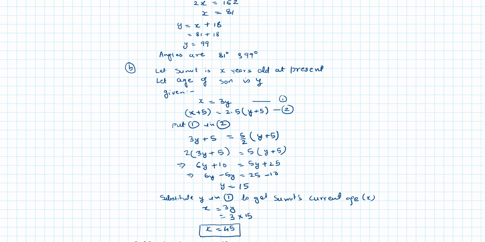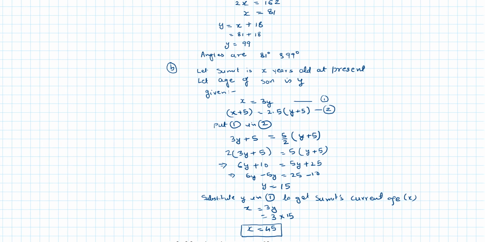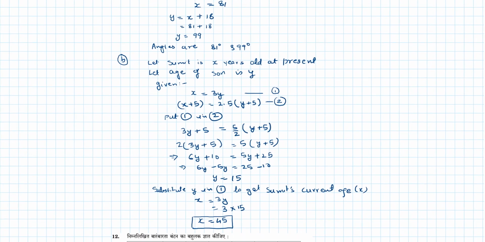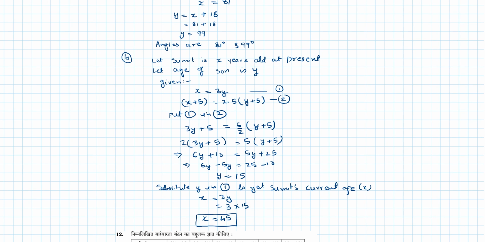So इसी तरह x की वैल्यू को सब्स्टिट्यूट किया इधर. So basically what we are getting is the value of y, which is y is equal to 15. एक बार हमें y की वैल्यू मिल गई, so we know that x is equal to 3y and so we get सुमित की जो एज है, that is 45 years.